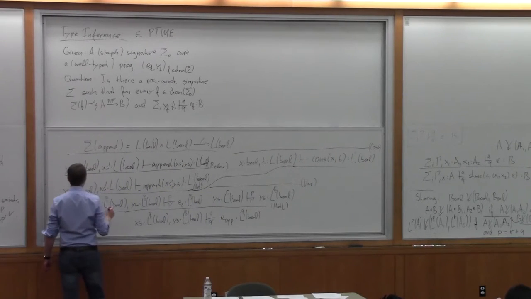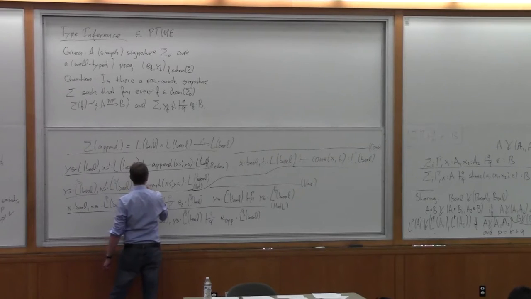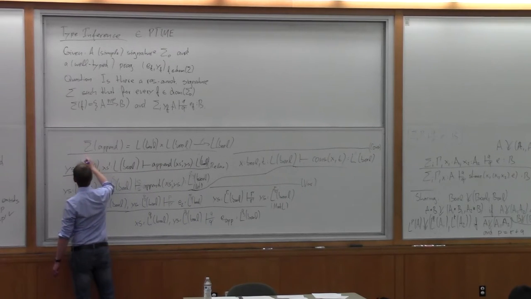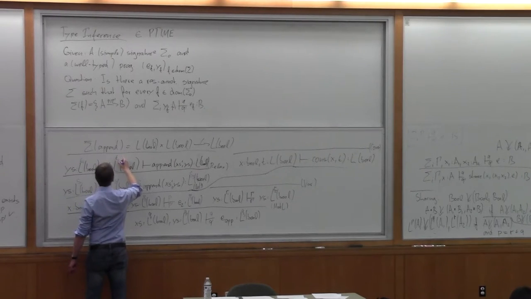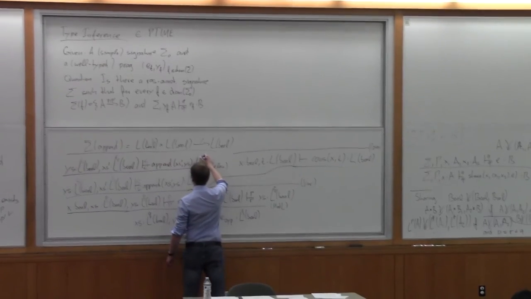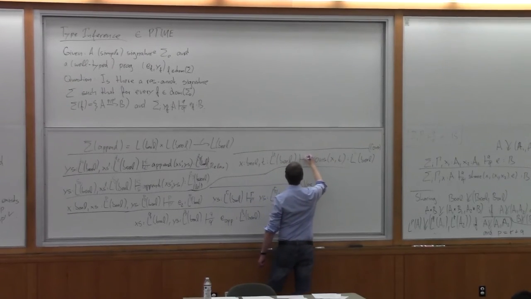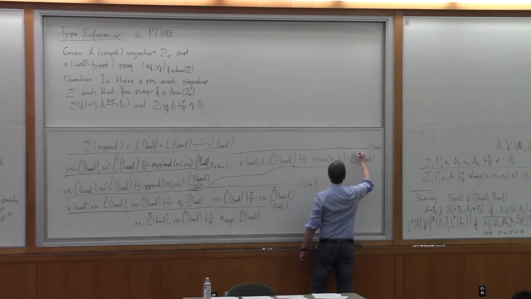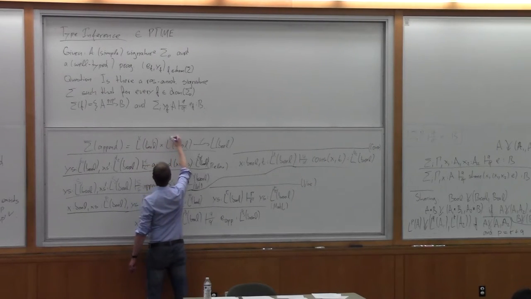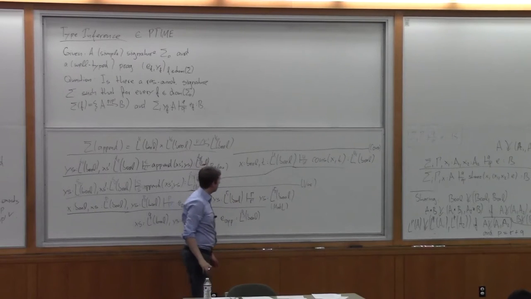p3 here. Maybe s1, s2, s prime. s3 here. Maybe here's t1, t2, t prime, t3. Now here we have u1, u prime, u2. And here for the signature we do the same thing. So let's say we have v1, v2, v prime, v3.